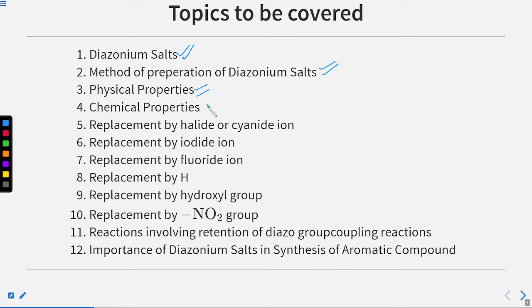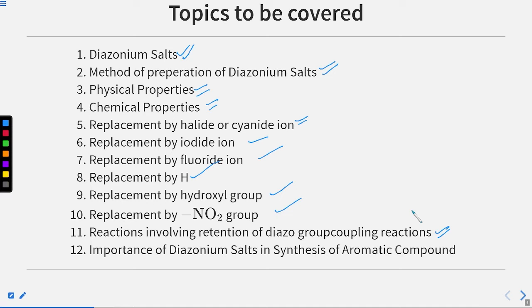In chemical properties, we will see various types of reactions, starting from the replacement of the diazo group by halide, cyanide, then iodide, fluoride, simple hydrogen, OH group, NO2 group. Then we will see the reactions involving retention of the diazo group, the coupling reaction, which occurs with the help of your diazonium salt. At last, we'll summarize how this diazonium salt is important for the synthesis in aromatic systems.